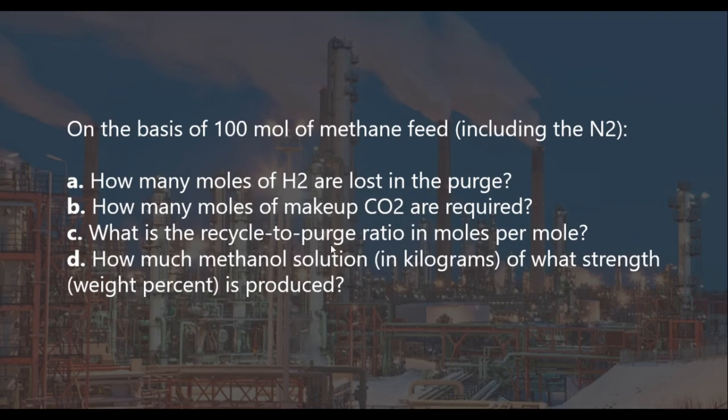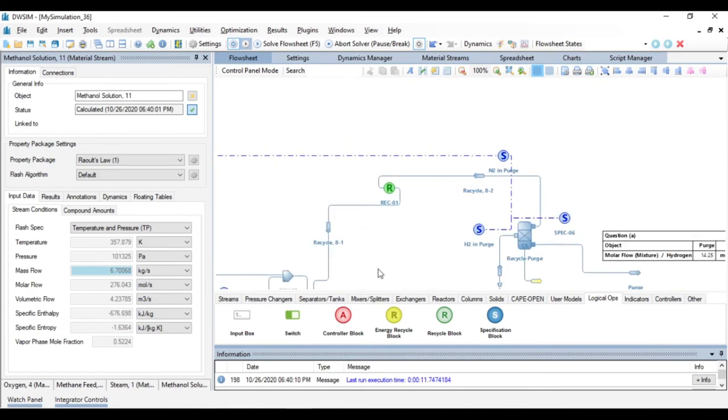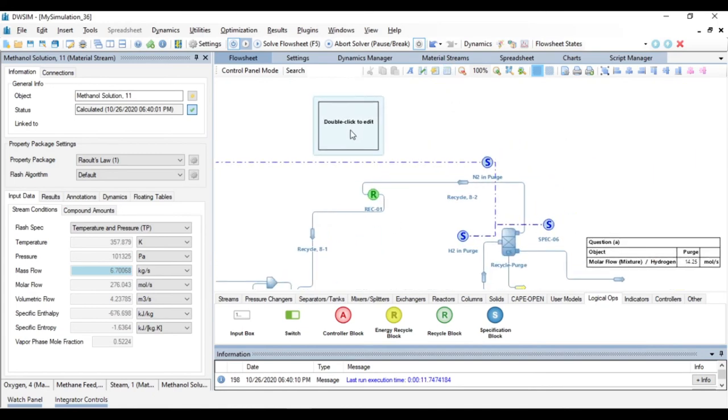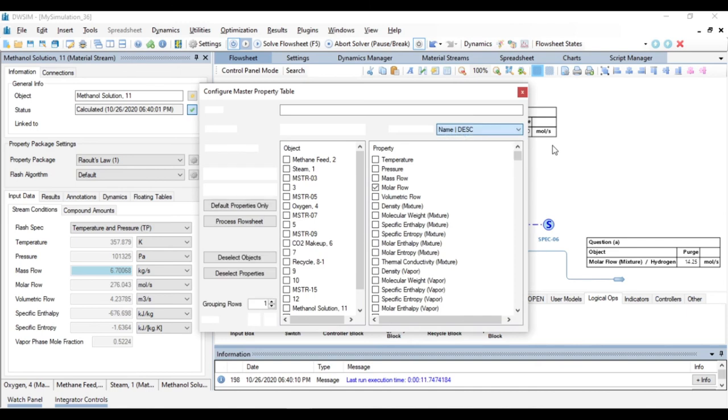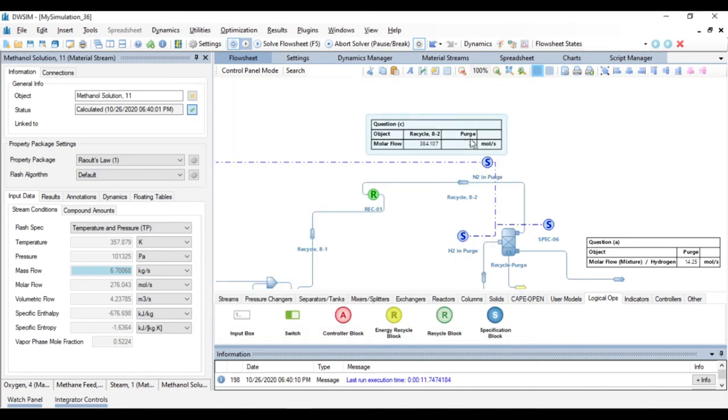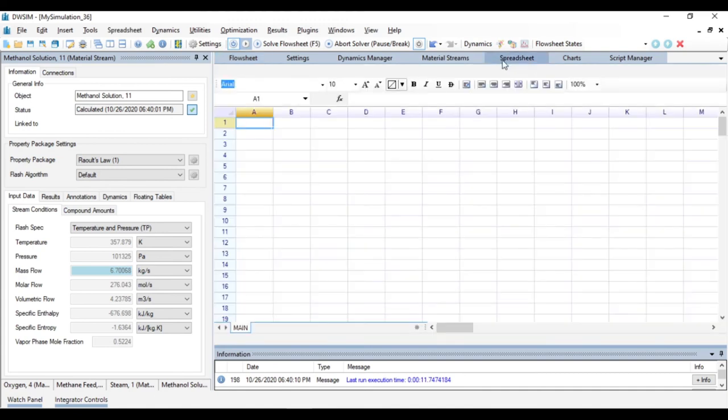And the next is, what is the recycle to purge ratio in moles per mole? So we'll add another master property table. And the name here is question C. So we will select the recycle 8-2 and purge, or you can choose either for recycle 8, either between 8-1 and 8-2. So we will only select 8-2. And the molar flow of the property, the molar flow of the objects. So we have 384.107 and 24 purge.